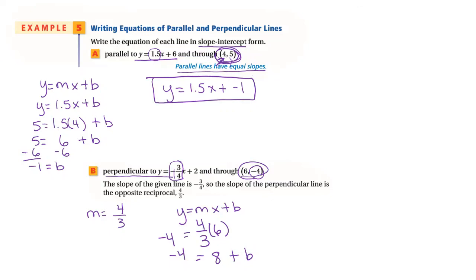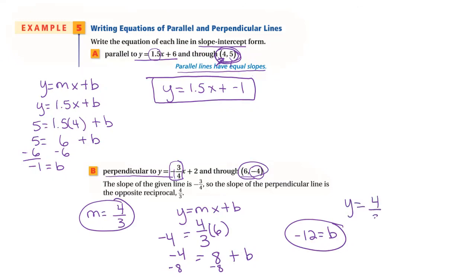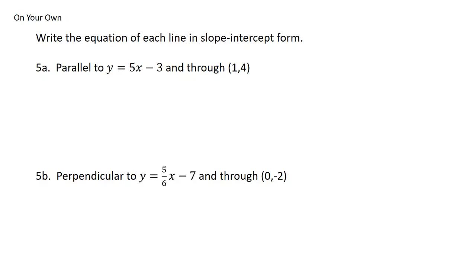So let's just get our b by itself. If we subtract 8 from both sides, -4 plus -8 is -12, which is equal to b. So now we have our m and our b, and now we can write our formula: y equals 4/3 x plus -12. And here is your equation for the perpendicular line. All right, why don't you put your video on pause and give it a try. We're almost done.